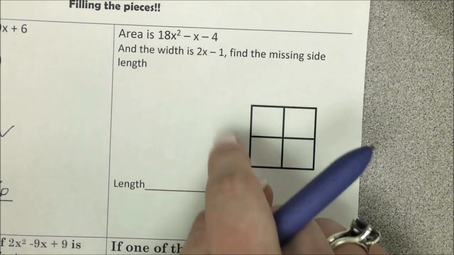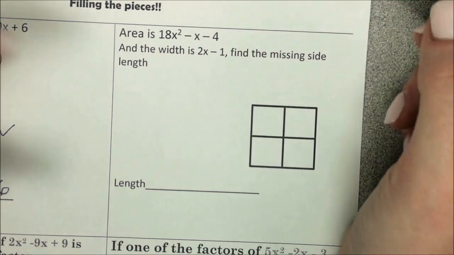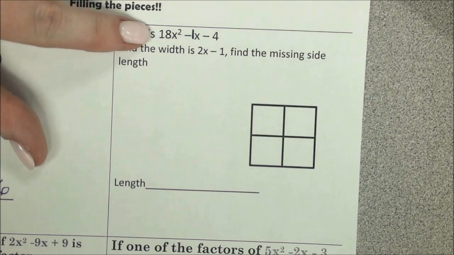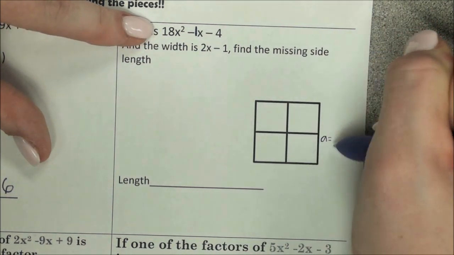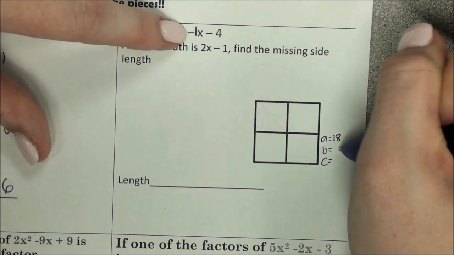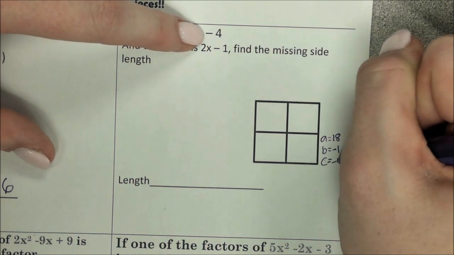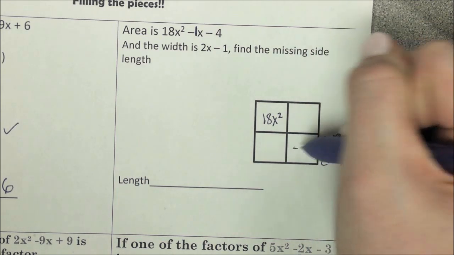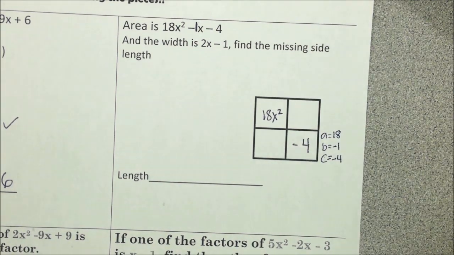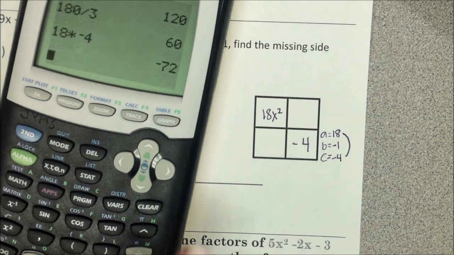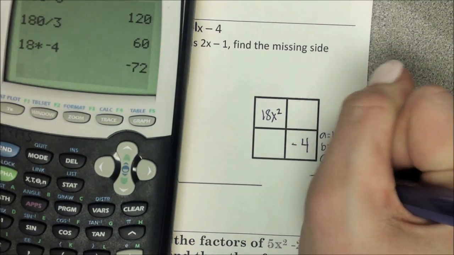So in order to find the factors, we're just going to have to look at our 6 steps. 18, 1, and 4 do not divide by the same thing, so there's no GCF. I'm going to go ahead and do my ABC. My A is 18, my B is negative 1, and my C is negative 4. I can go ahead and put my 18x squared and my minus 4 in our boxes. When we multiply 18 times negative 4, we end up getting negative 72.